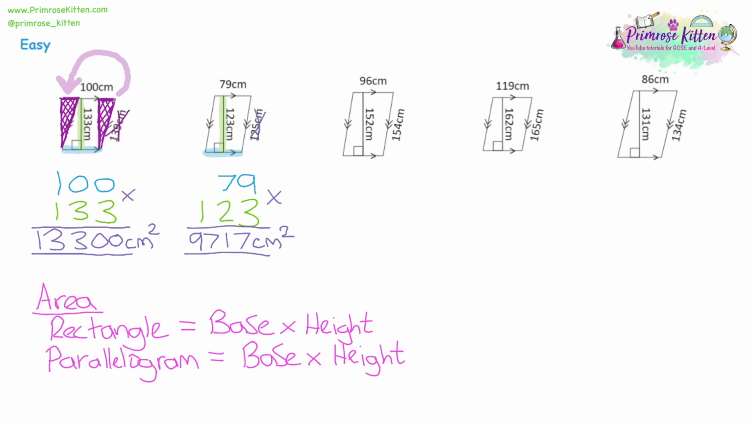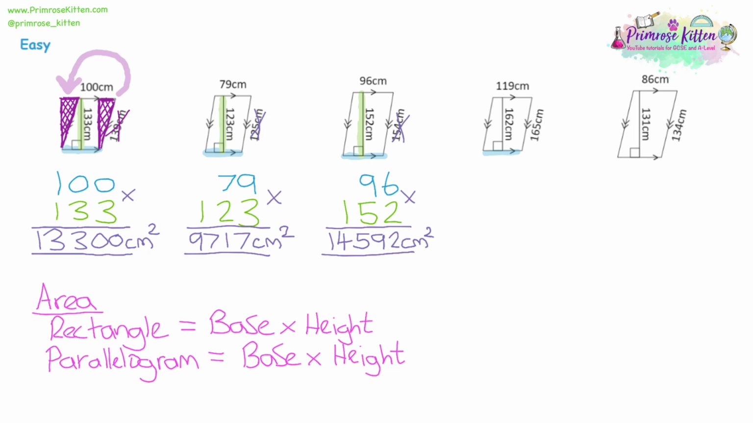Following the same method for question 3, find the base, which is 96 centimetres. Find the height, which will be at a right angle to the base, which is 152 centimetres. We're going to ignore the third measurement, the 154. It's not at a right angle to anything, we're not going to use it. And we're going to multiply our two numbers together. So 96 multiplied by 152 will give us 14,592. And again, it's going to be centimetres squared.